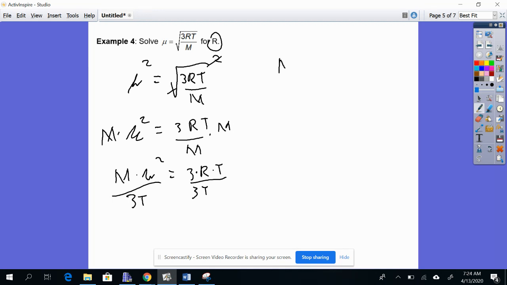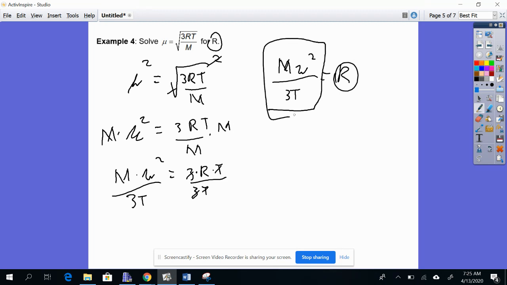So then I've got M mu squared over 3T equals, 3's canceled, T's canceled, R. Well, isn't that what I wanted? Okay, it's on the left side. That's fine. Doesn't matter which side it is on. There's my answer.